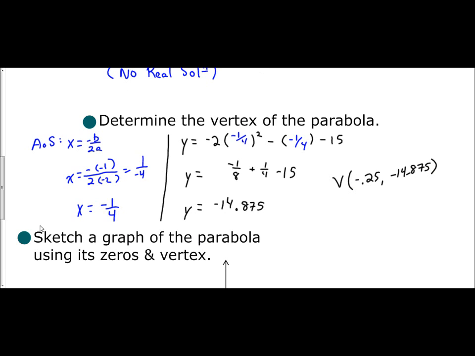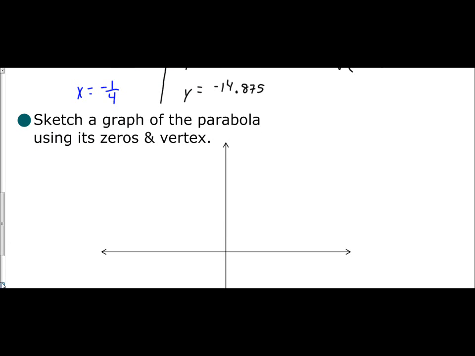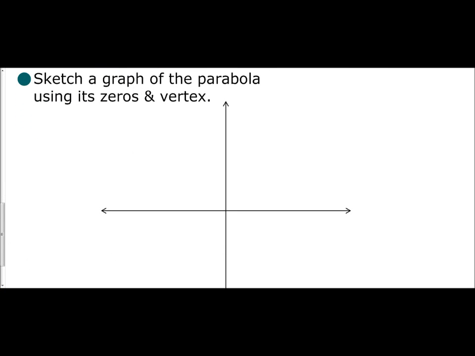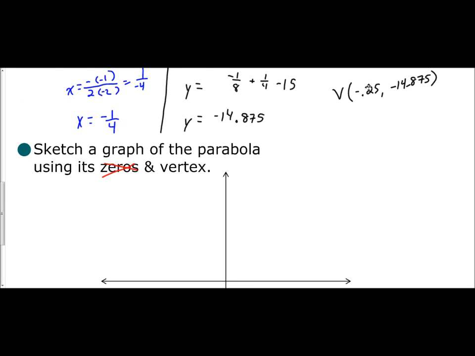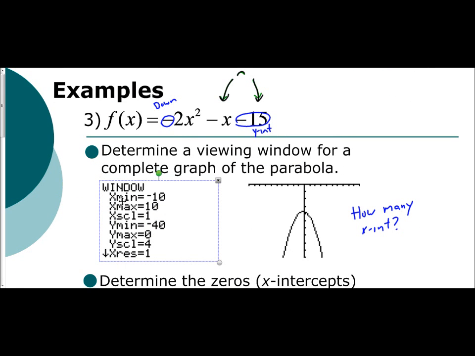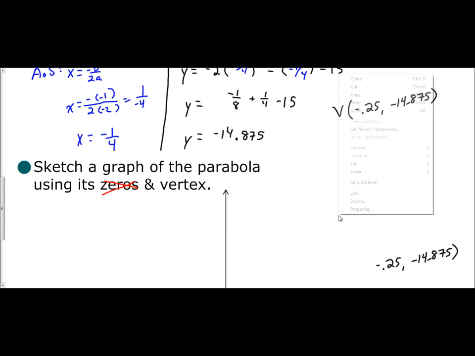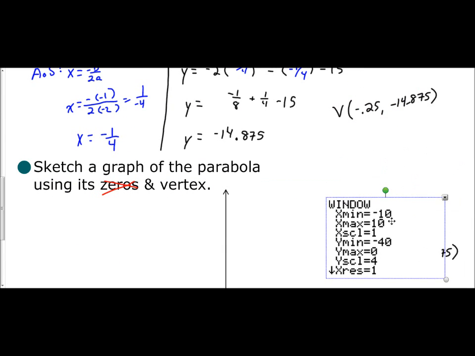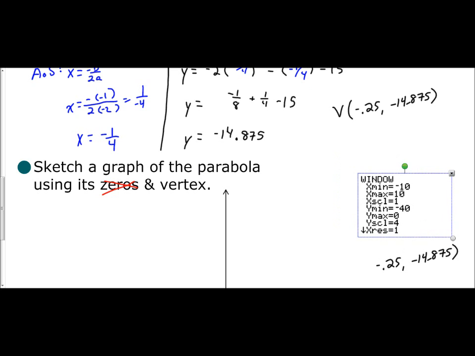So we want to sketch a graph using our zeros and our vertex. Now we can't really use our zeros. We don't have zeros. There are none. So for this one, we're just going to sketch based off of what the picture looks like, our vertex, and maybe another point that we find very useful as well. Let's grab our vertex: negative 0.25, negative 14.875. So there's my vertex. And let's grab our window size as well, so I have my window size and I have my vertex.